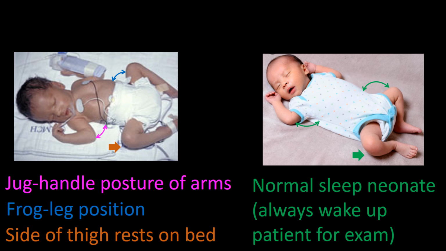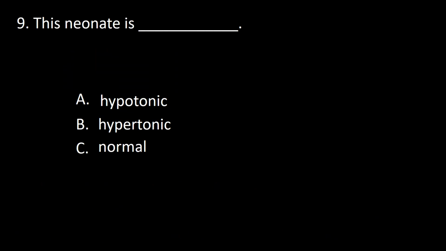Now shift your attention to the hypotonic neonate. Notice that the proximal limb regions are closer to the trunk than in the normal neonate. In the arm, this posture is called jug handle, and in the leg, frog leg position. Also notice that the side of the thigh is resting on the bed. So the answer to this question is A.